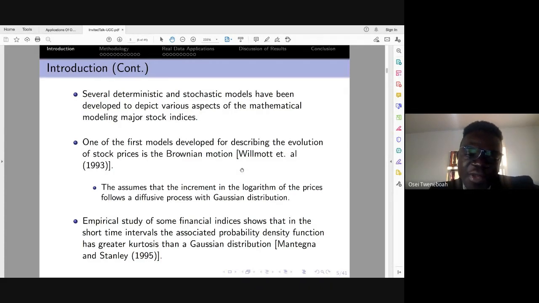However, you see, the Brownian motion that was initially developed to describe this evolution assumes that there is an increment in the logarithm of prices, and also that the prices follow the Gaussian distribution. So from theory, Brownian motion is a stochastic process which follows the Gaussian distribution. And we all know what the Gaussian or the normal distribution is.